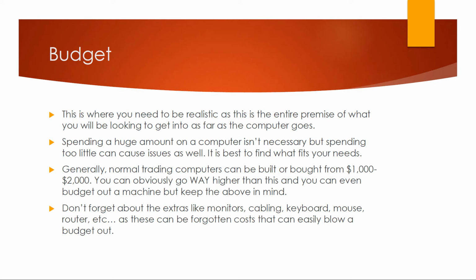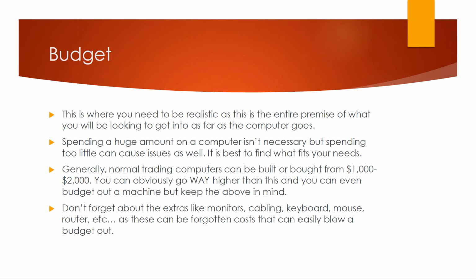These are all things you need to consider before you start looking at the computer so you know kind of what you're going for. Now, when it comes to budget, this is where you need to be realistic, as this is the entire premise of what you're going to be looking at when it comes to computers. Spending a huge amount of money on a computer, a $10,000 computer, that's not necessary for what we're doing, but spending too little can cause issues as well. So really, we need to find that good common ground and what fits your needs. Generally, a normal trading computer can be built or bought anywhere from $1,000 to $2,000. You can obviously go way higher than that, and you can also go lower than that. And that's kind of the general area that most people will find themselves falling into, between $1,000 and $2,000.